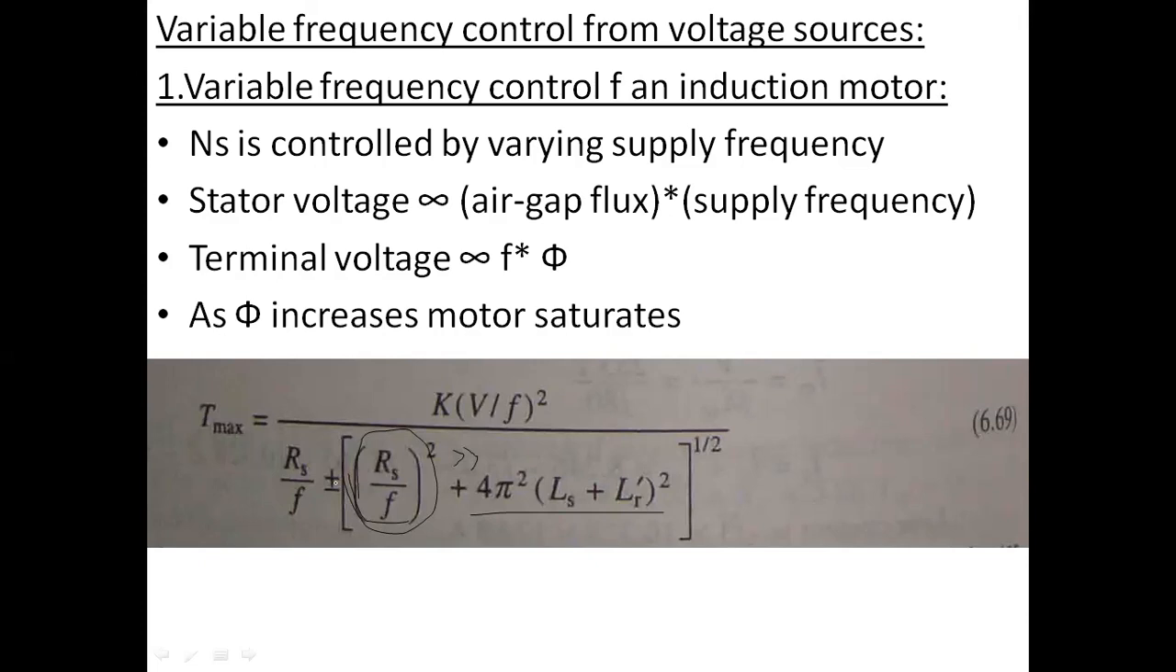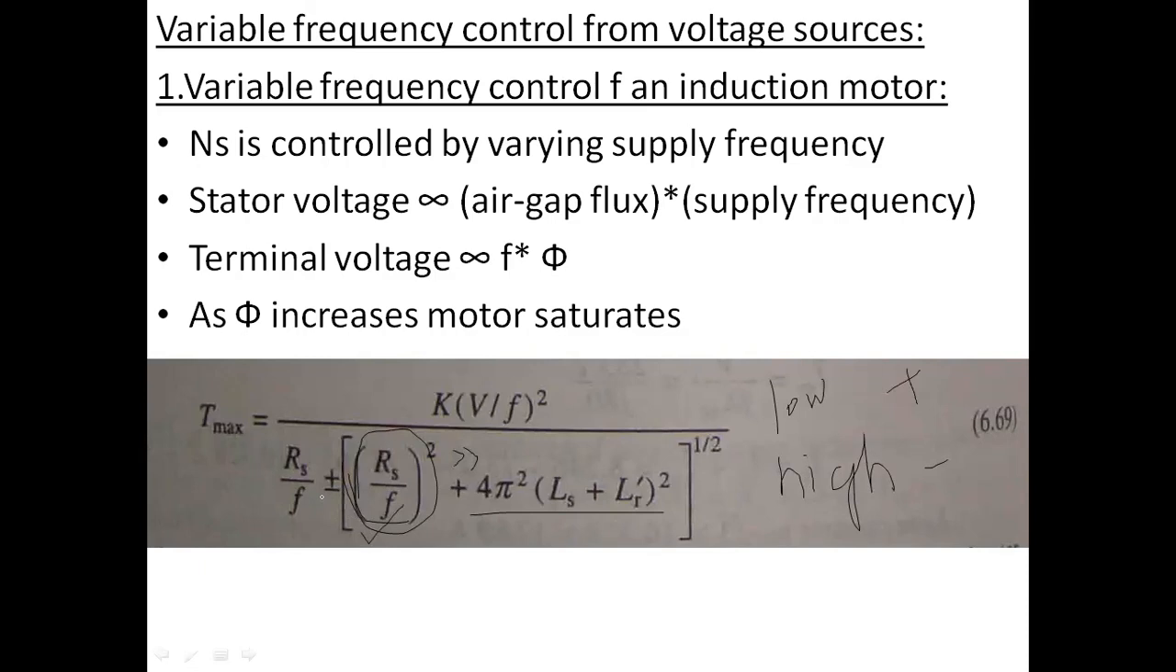And coming to the braking operation, it will be a larger value. So if you do not neglect Rs by f, the stator resistance drop, and keep it in the equation, the maximum torque value will be low for motoring operation, for the positive sign, and the maximum torque value will be high for braking operation, that is, if you put minus here.